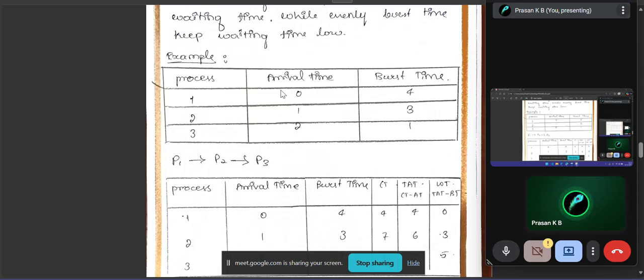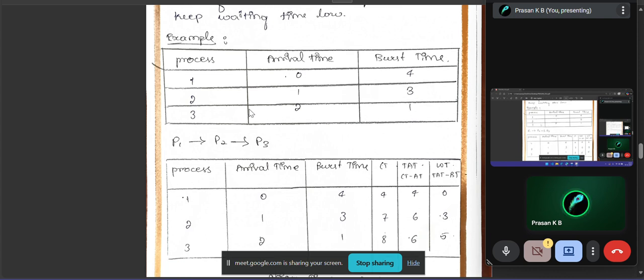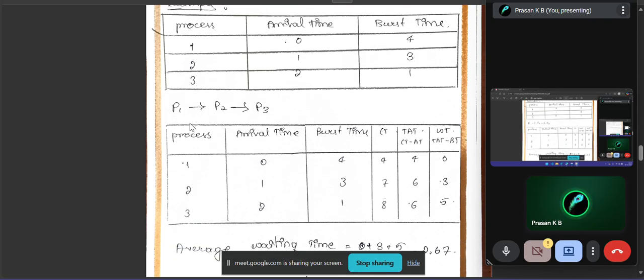In process 1, arrival time is 0, burst time is 4. Process 2 has arrival time 1, burst time 3. In process 3, arrival time is 2, burst time is 1. It moves in the order P1, then P2, and next P3.